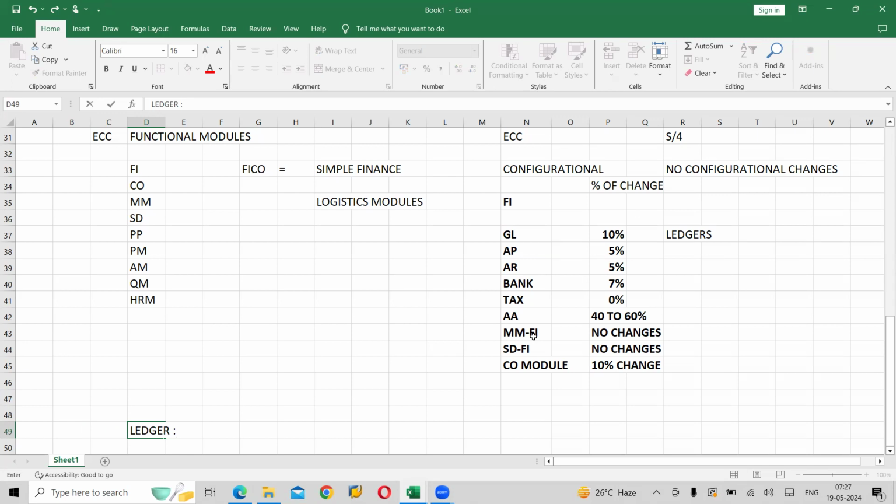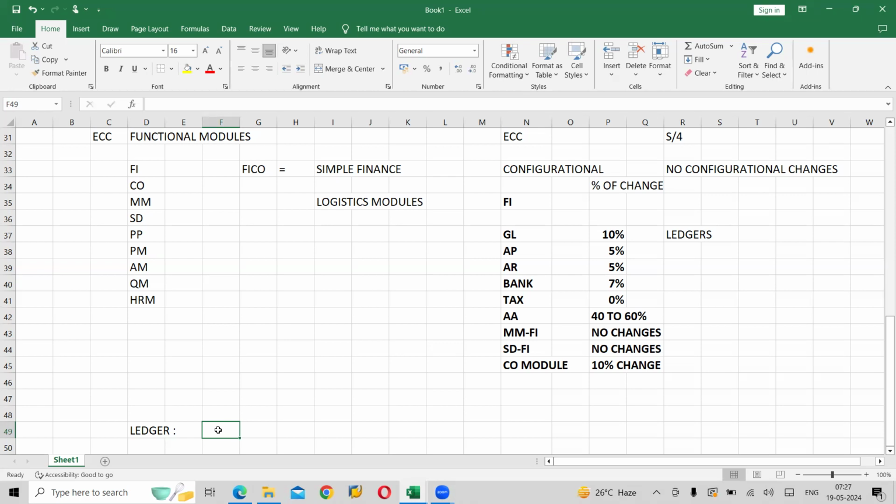What is a ledger? It's a separate book of accounting principles. Sir, it's a separate recording. We can see the different account financials at different accounting principles. So we use ledgers. As per the transaction type we create.